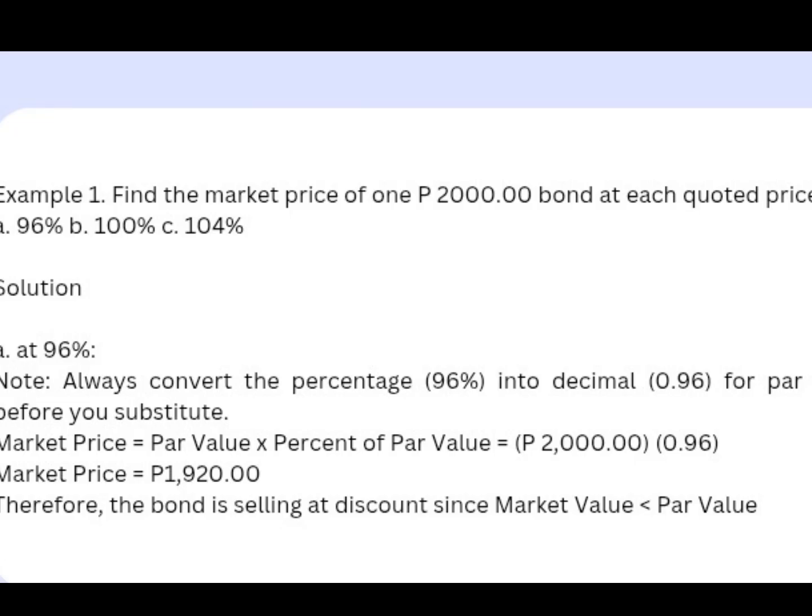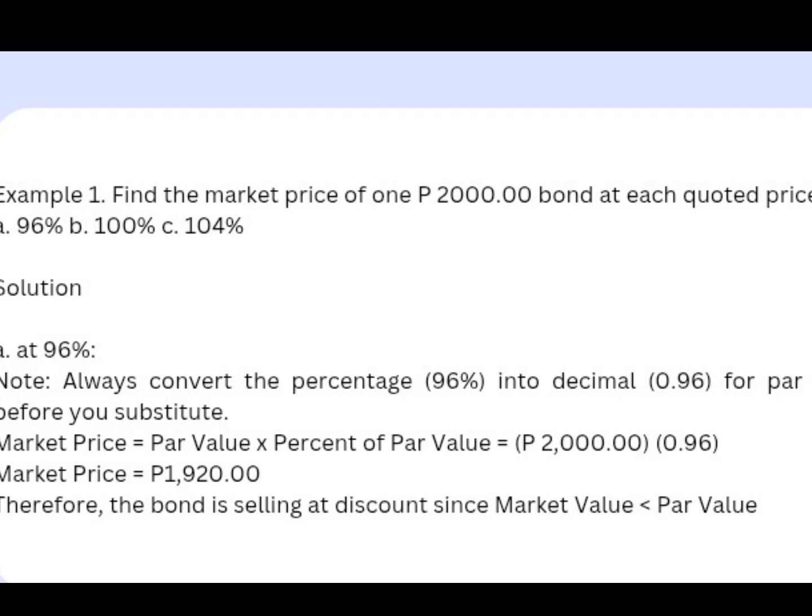So, the par value is what it is less than. Example number 1. Find the market price of one 2,000 pesos bond for each quoted price. A, 96%, B, 100%, and C, 104%.